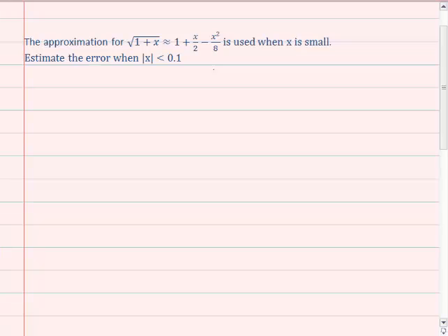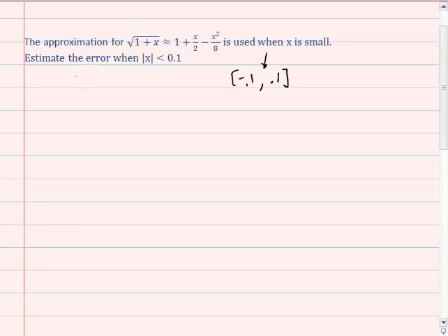Today we're going to work on a Taylor polynomial and estimating error when the interval for which we're going to use the approximation will only be used between negative 0.1 and 0.1. So what that means is we want to see what our error will be if we're going to just stick within this interval for approximating this function.